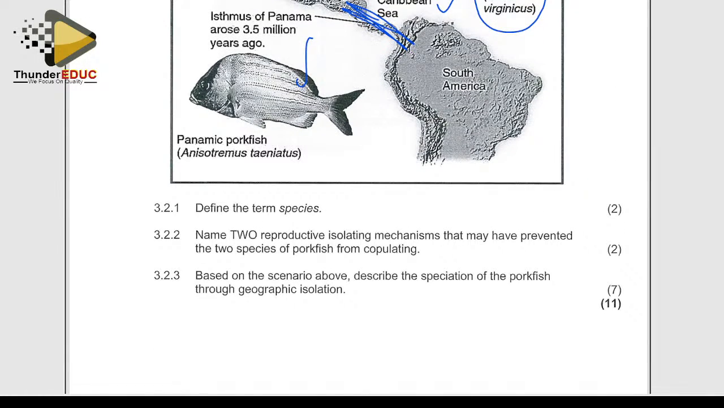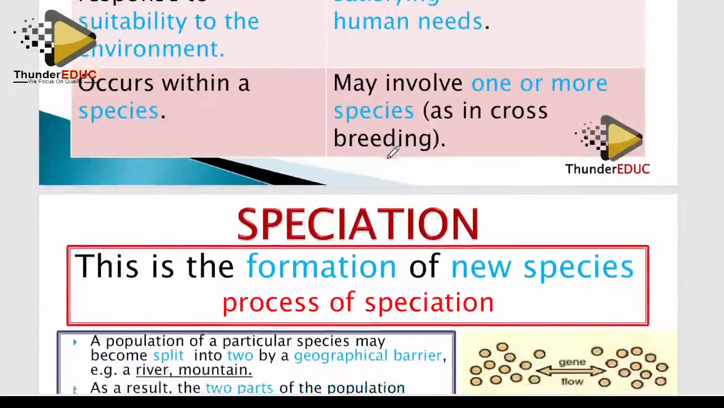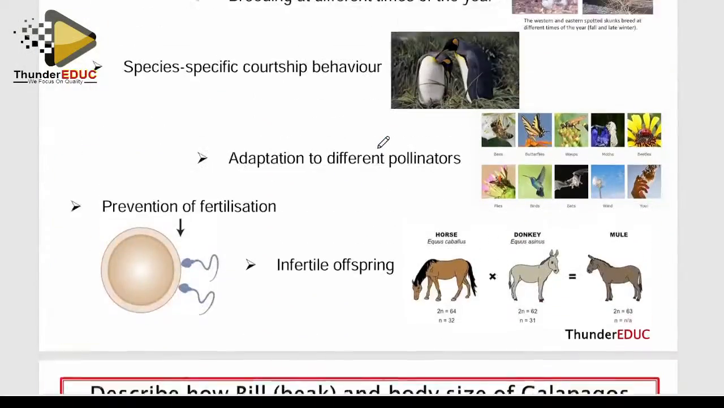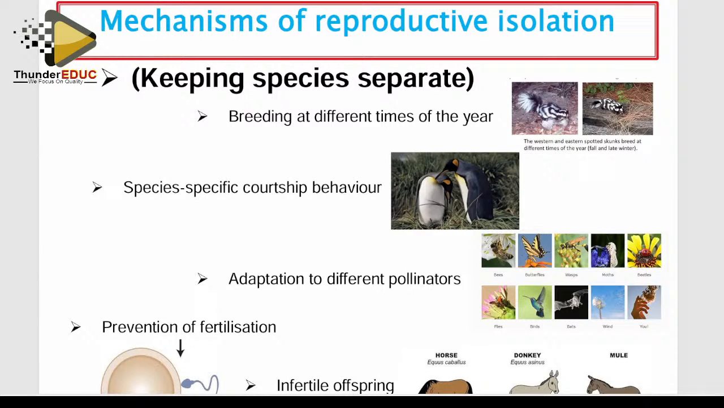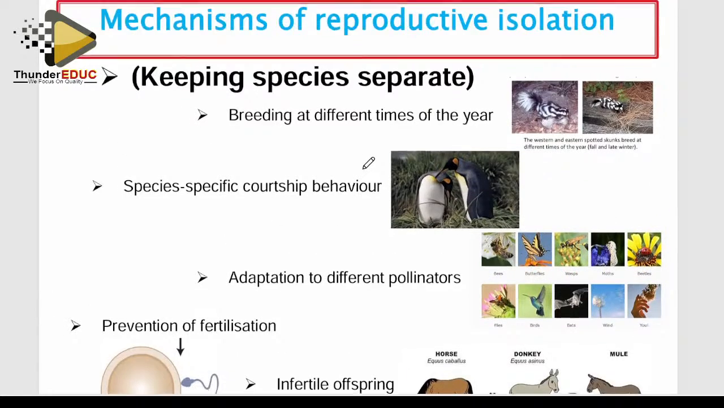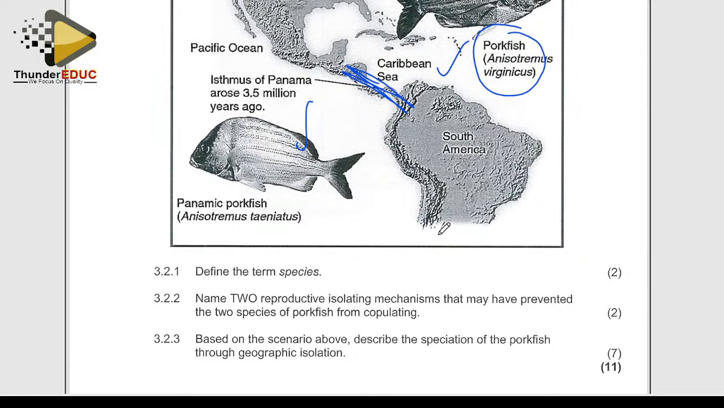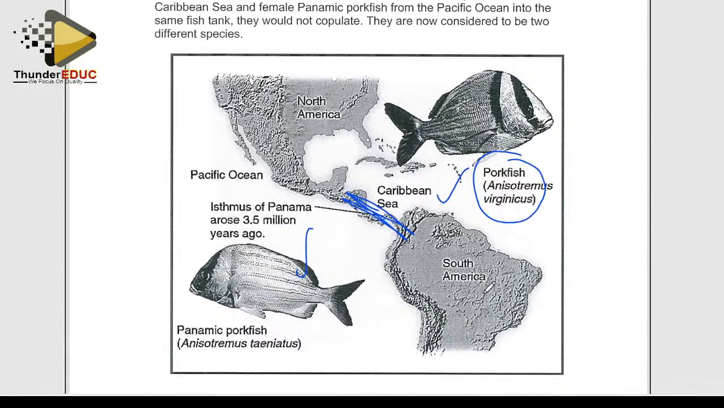Name two isolation mechanisms. These are the ones. I said that I'm not going to go through them, but you have to know them. Name two reproductive isolation mechanisms that have prevented the porkfish from copulating. What do you think made them not copulate?